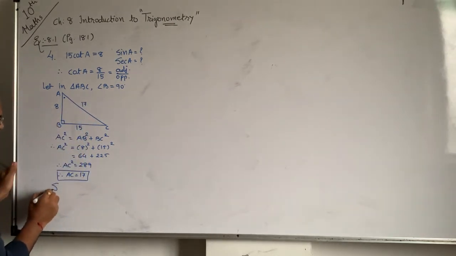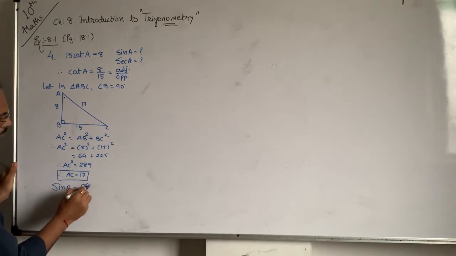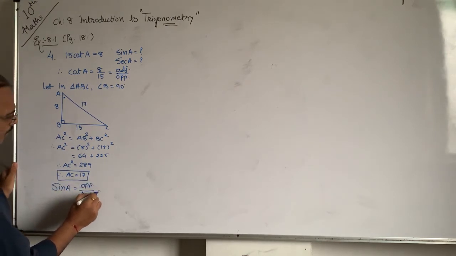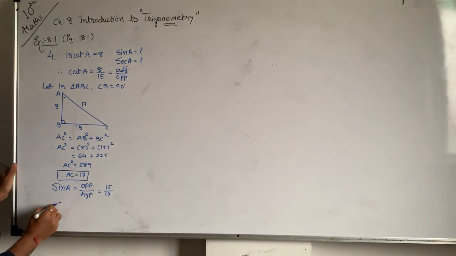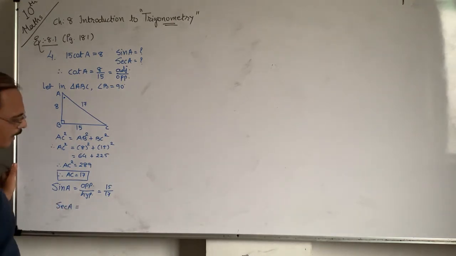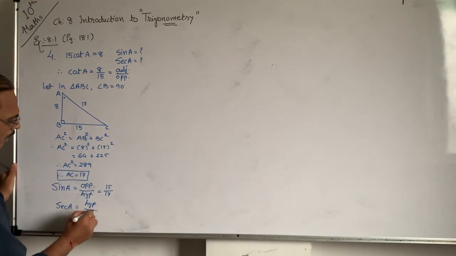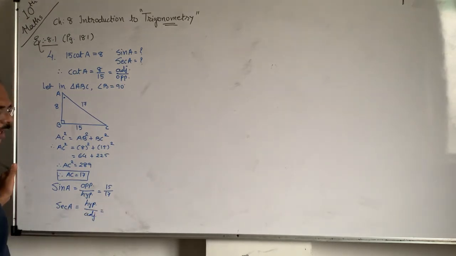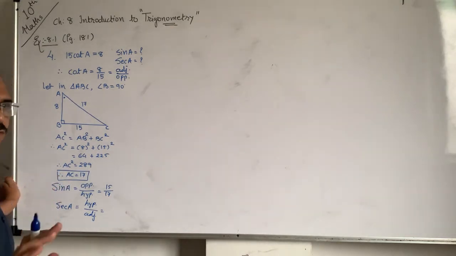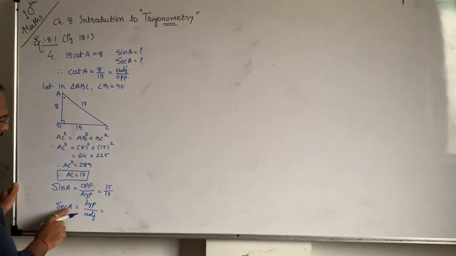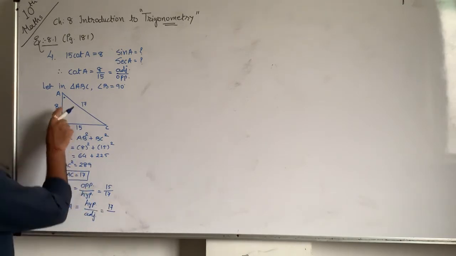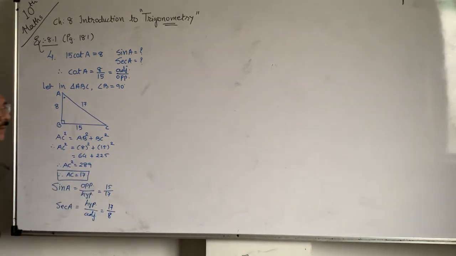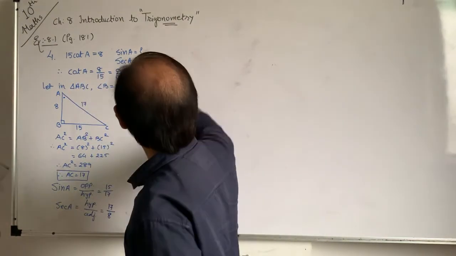Now we want to find sin A. What is the formula of sine? Opposite upon hypotenuse. For angle A, opposite is 15 and hypotenuse is 17. Then find sec A. What is sec? Sec is hypotenuse upon adjacent. Sec is the reciprocal of cos. Remember only sine and cos, and you will get all 6 ratios that I told you. So sec A is hypotenuse upon adjacent. Hypotenuse is 17 and adjacent of angle A is 8. So this is your answer. Okay. Now question number 5.